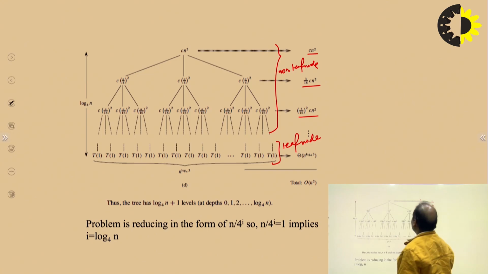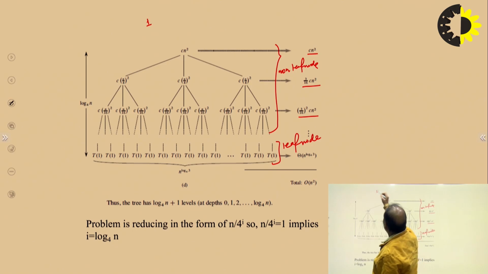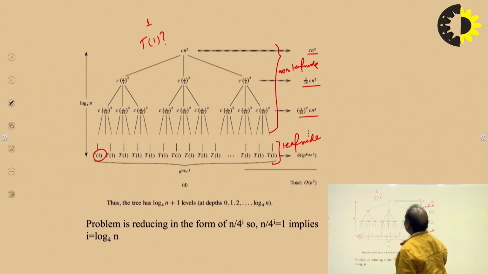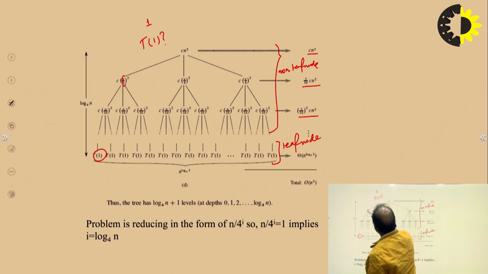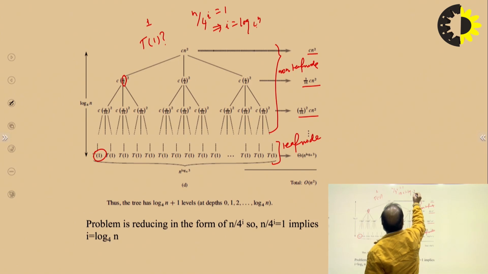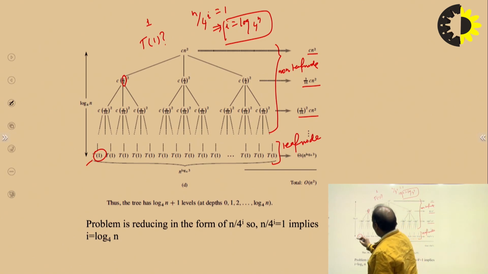Clear? Okay, so in the recursion tree, the important objective is when we are reaching T(1). So the question is how the problem is reducing. The problem is reducing as n/4^i. When this becomes 1, it means that i will be log n base 4. That means it is reducing when i is log n base 4. This is the value.